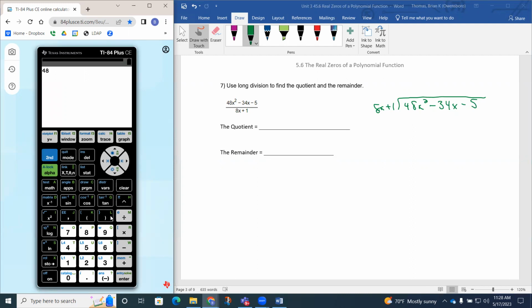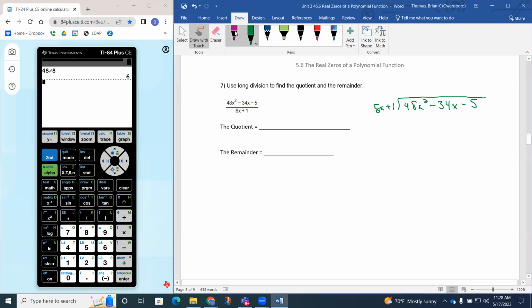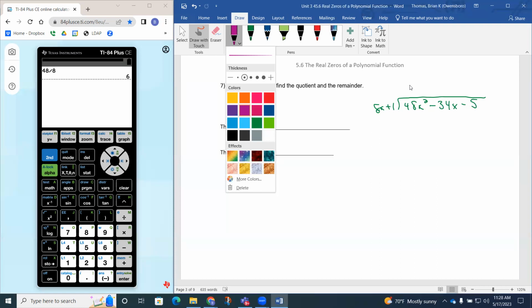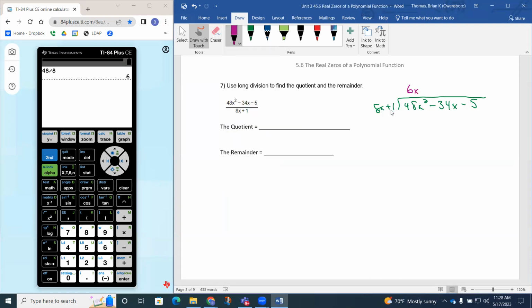So 48 divided by 8, I think that's a 6. So we can use a 6 there. To get an x squared, I need an x as well. So if I put a 6x here, 6x times 8x does match this 48x squared. And then if we multiply 6x times 1, that just gives me a positive 6x.